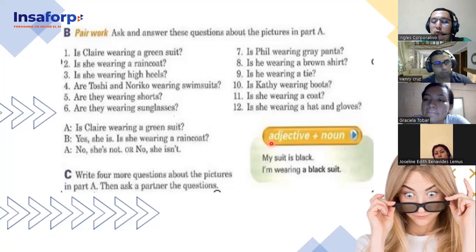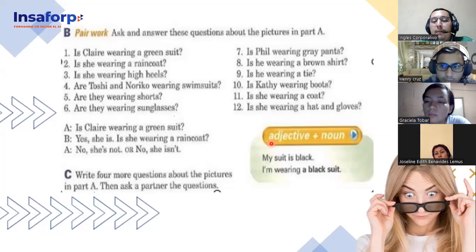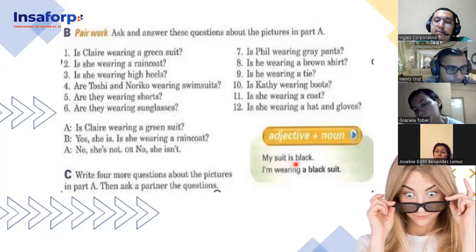That is everything that has to do with an adjective. What is the action of the adjective? The adjective is describing a noun. That's why we have here adjective plus noun, or adjective plus the noun. Here we have a little example. My suit is black. I'm wearing a black suit.